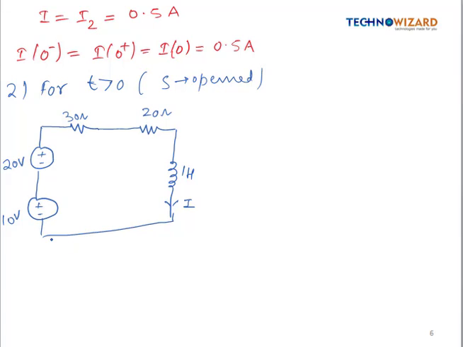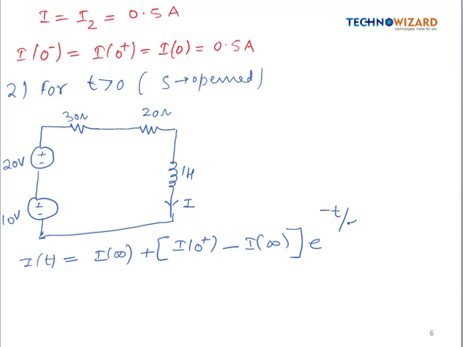So now the expression for the current is given by I of t is equal to I of infinite plus I0 positive minus I of infinite into e to the power minus t by tau. So this is the expression of current flowing through the inductor at any instant of time, and I of infinite is the current through the inductor under the steady state condition, and I0 positive is the current through the inductor at t is equal to 0 positive, and tau is the time constant, right?